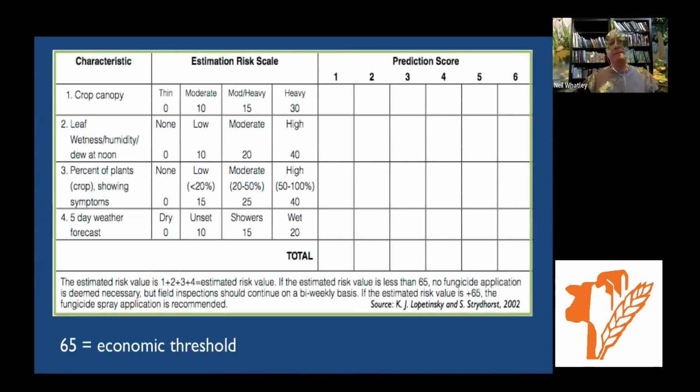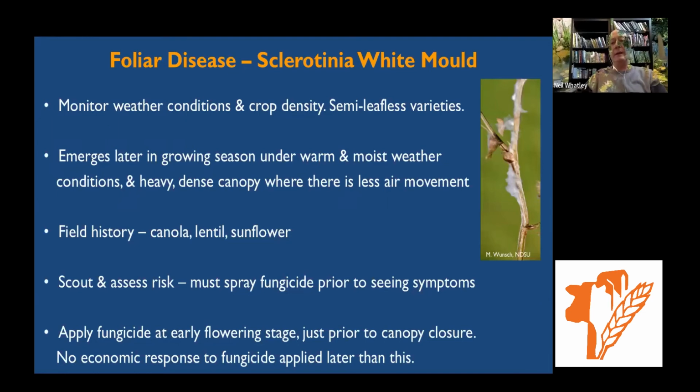So here's the scorecard. If you have trouble finding one online or you want one, just call me or email me, and I'll definitely get one to you. It takes the guesswork out. You look at crop canopy and estimate the risk scale. Is it heavy or is it light? If it's heavy, you put down a higher score. Then leaf wetness at noon, percentage of plants showing symptoms, and the 5-day weather forecast. If this adds up to 65 or more, you spray. If it's less than 65, you don't spray. It's a really handy tool.